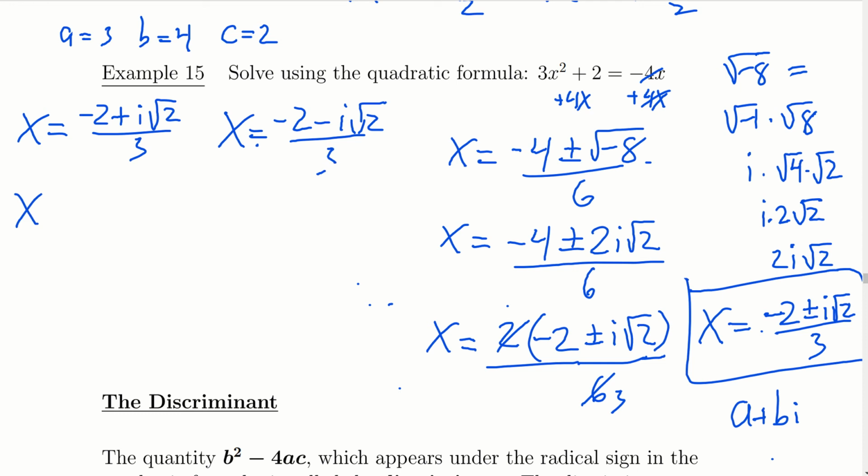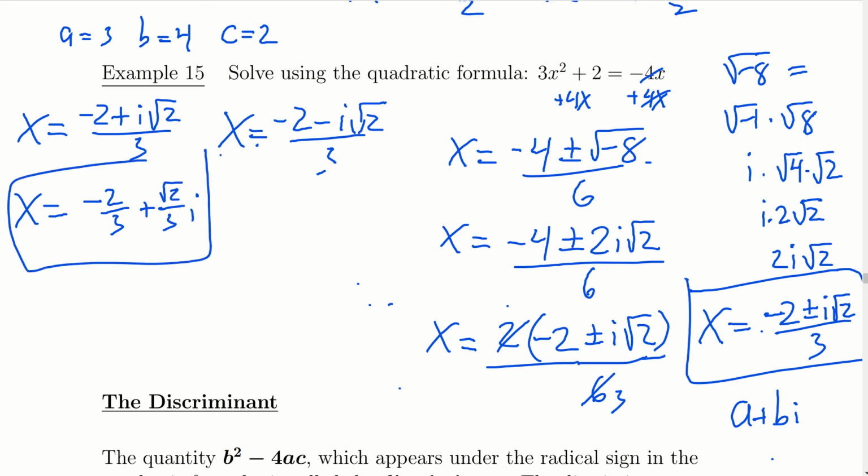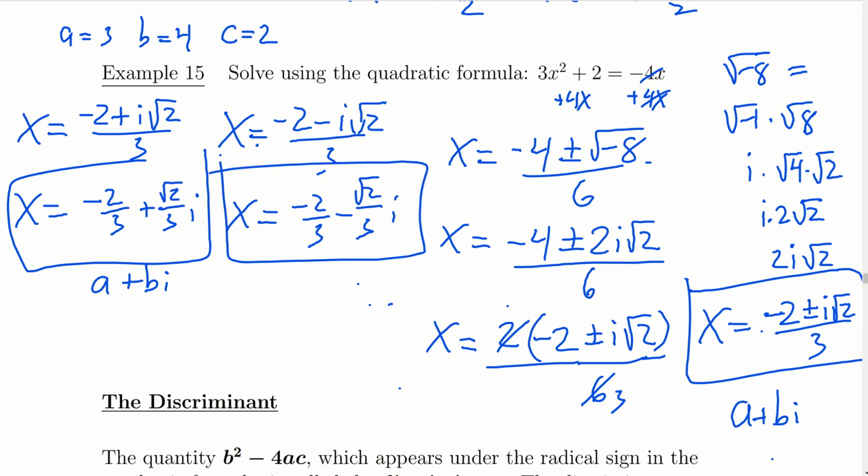And then, if need be, we can split apart the denominator here. Split apart the numerator. We have negative 2/3 plus we could write it as the square root of 2 over 3i. And then, in this form, it looks explicitly like a plus bi. Similarly, for the second solution, we can write it as negative 2/3, and then a minus the square root of 2 over 3 with the i to the right of it.